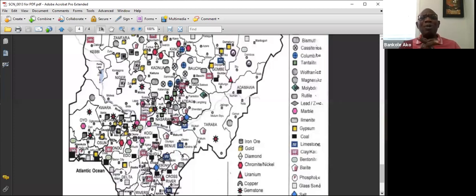Apart from the traditional minerals, now we're looking at nickel, cobalt, and lithium. They are the minerals of the future because of electric cars and so forth. We should start looking at all of those. So please, no state should say it doesn't have any mineral. You have plenty in each state. It depends on what you want to make use of.